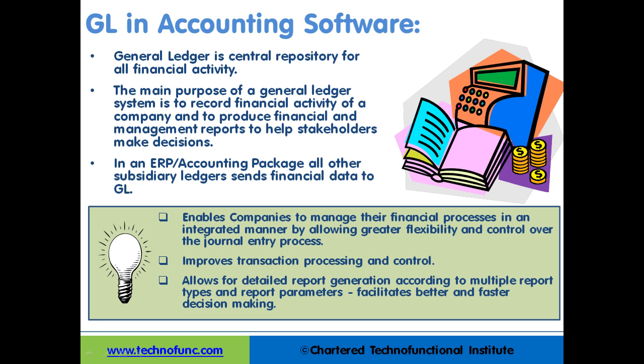In an ERP or an automated accounting package, all other subsidiary ledgers, also known as modules, send financial data to General Ledger. Data from different modules can be imported automatically using integrations with subledgers. General Ledger validates the financial data and updates the balances to the respective accounts. Having a good General Ledger system and processes in place helps the organizations in the following ways. Organizations can enforce a common chart of accounts structure across different processes, modules and entities, enabling them to manage their financial processes in an integrated manner by allowing greater flexibility and control over the journal entry process.